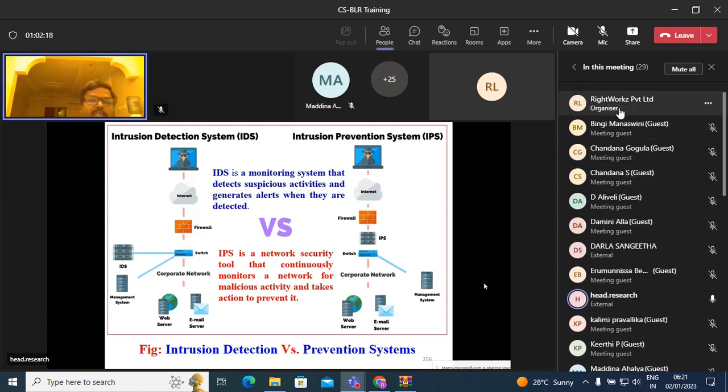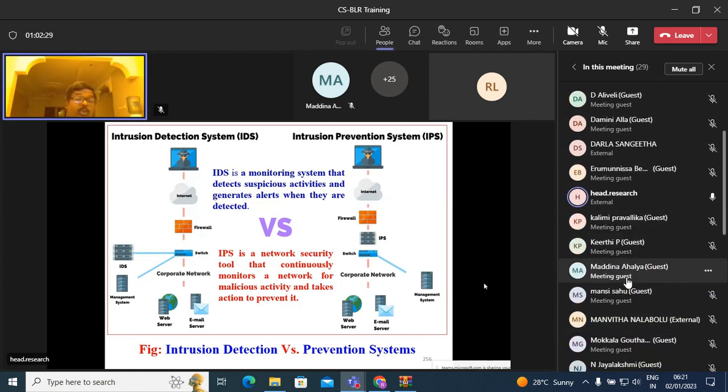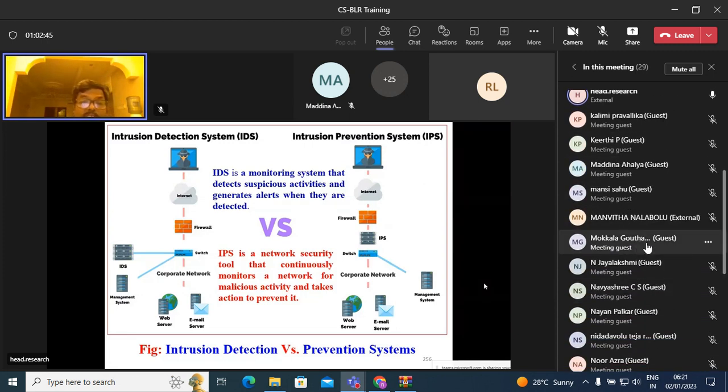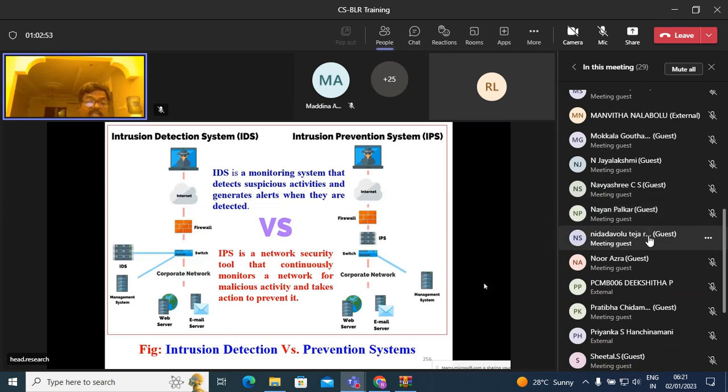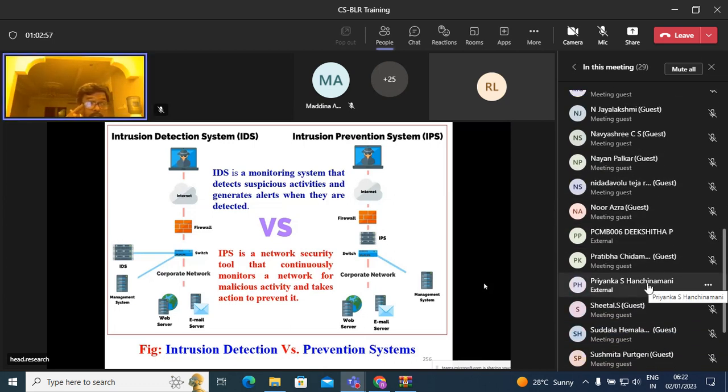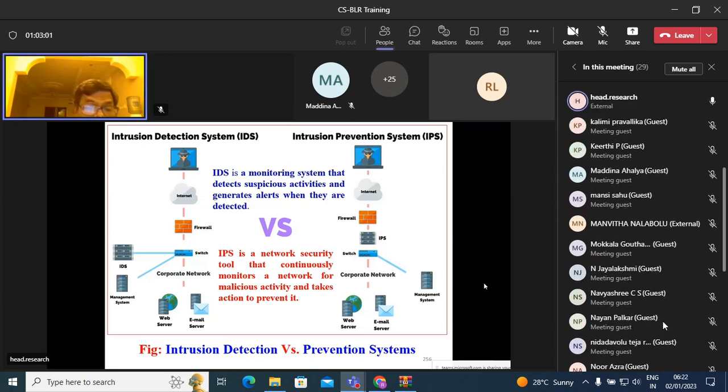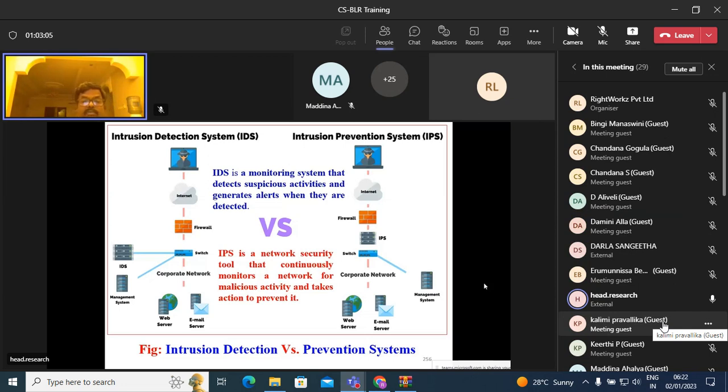Now see the differences between IDS and IPS. In IDS, users or attackers are entering into the system through the internet. They are checking whether there is a firewall or not. If a firewall is not there, immediately they are jumping into our switch. From that switch you can see the IDS and management system, the intrusion monitoring system. Then they are stealing our information from the server. So they are entering into the corporate or organization network through the web browser, through the email server. These are the steps in which intrusion detection system events can happen.